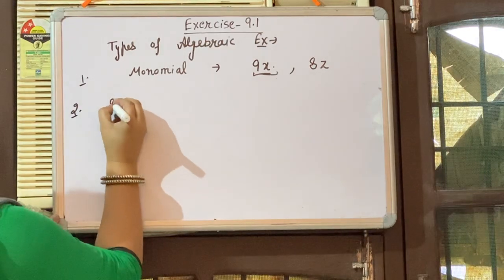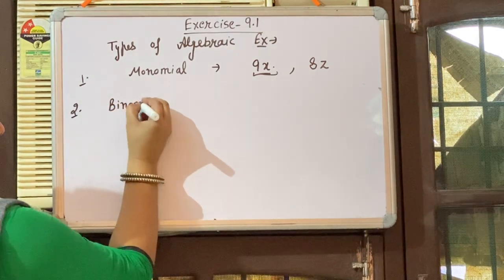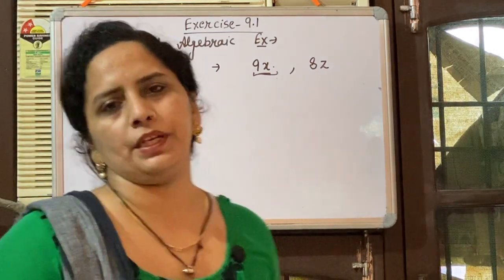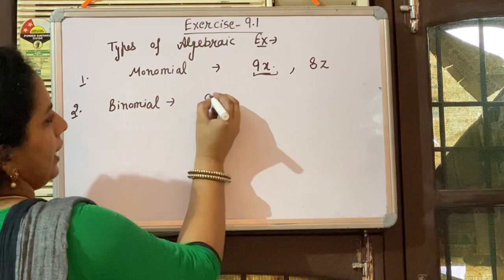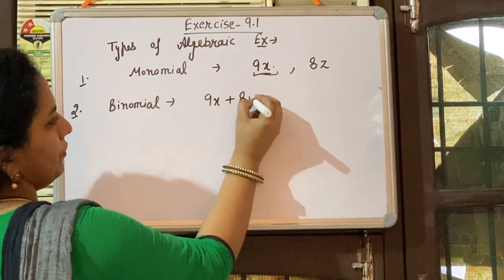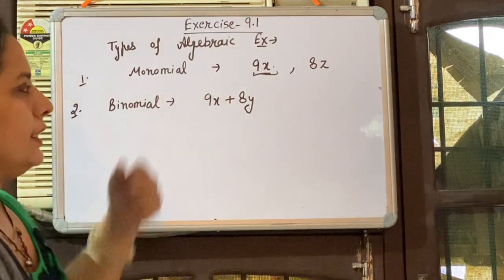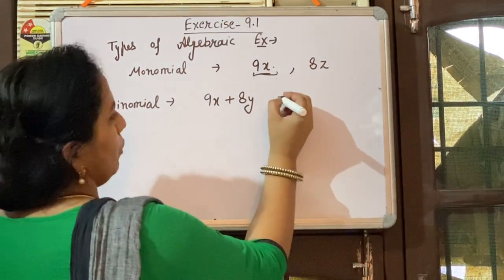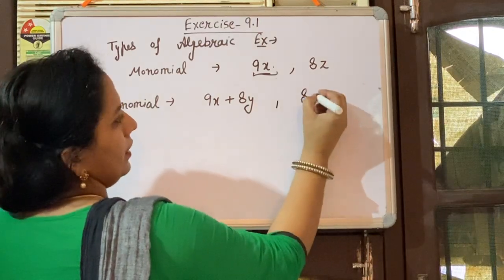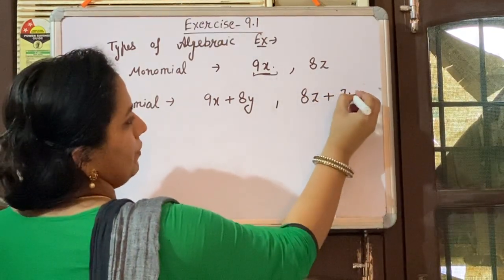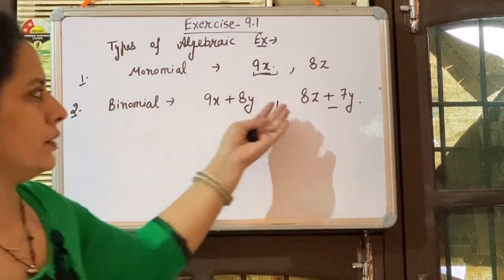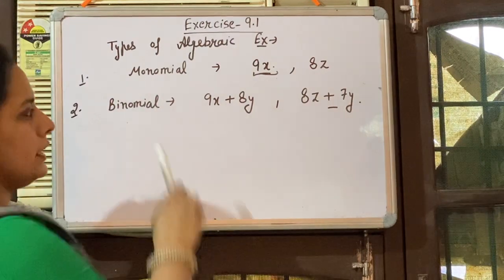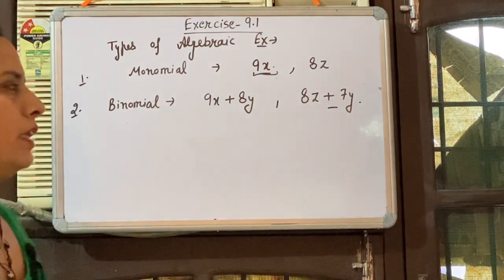Next is binomial, which contains two terms. That means 9x plus 8y. This contains two terms, so we say that this is a binomial algebraic expression. 8z plus 7y. This contains again two terms, so we call it a binomial algebraic expression.